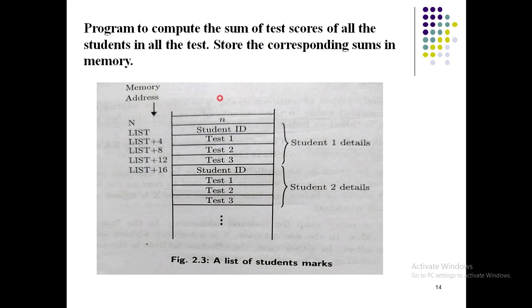Say for example you have test 1, test 2 and test 3, and it will calculate the test sum. It will calculate these 3 test sums, give you the answer, and store the corresponding sums in the memory. Remember, in the memory. So we have 3 tests, test 1, test 2 and test 3. We will compute the sum of these 3 tests, and whatever addition value we get will be stored in one of the registers.